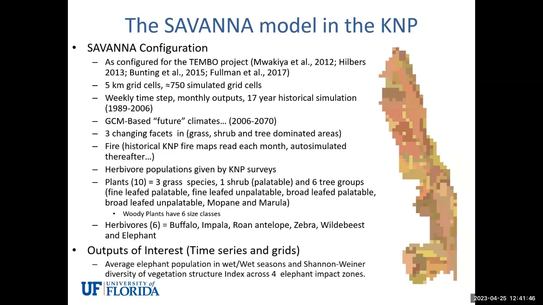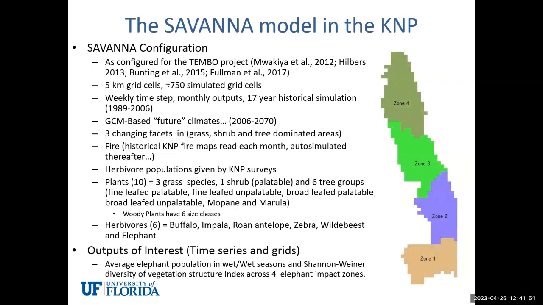And again, we looked at elephant population across some zones. So these were management zones, these here, zone 1 through 4. And then we were looking at how different vegetation would impact, how did elephants impact across these?